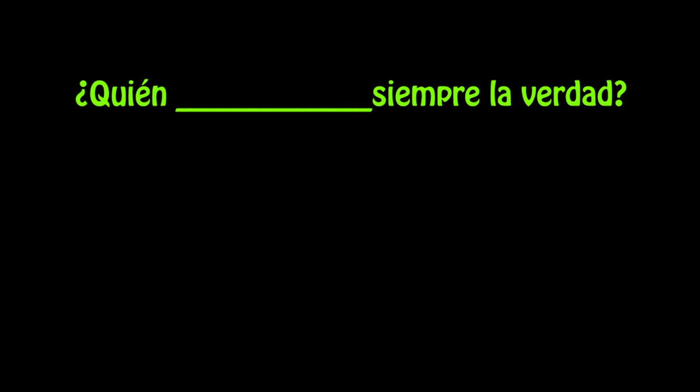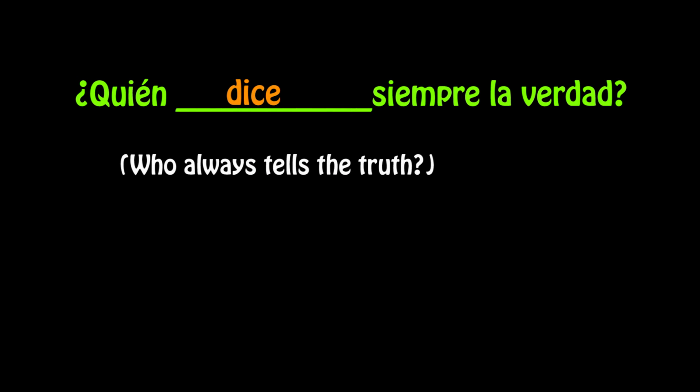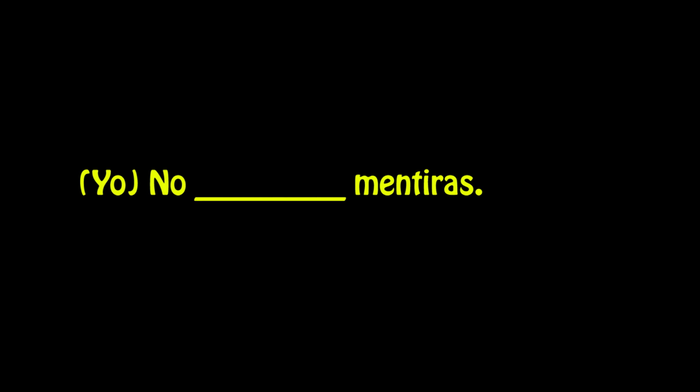¿Quién blank siempre la verdad? Dice. ¿Quién dice siempre la verdad? The translation should be who always tells the truth? Yo, between parentheses, no blank mentiras. Digo, no digo mentiras, or yo no digo mentiras. The translation, I do not tell lies, or I don't tell lies.